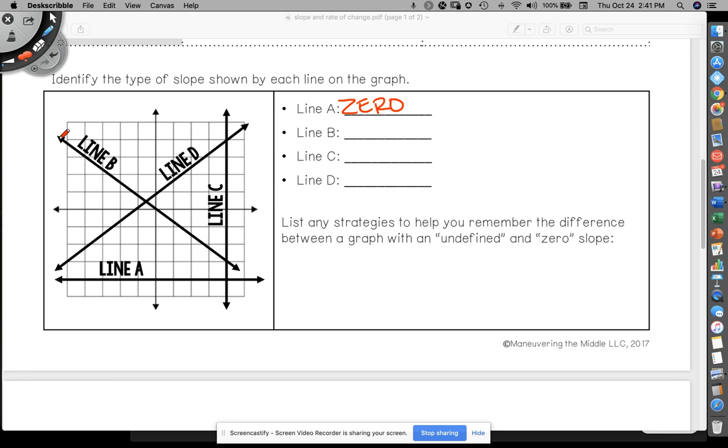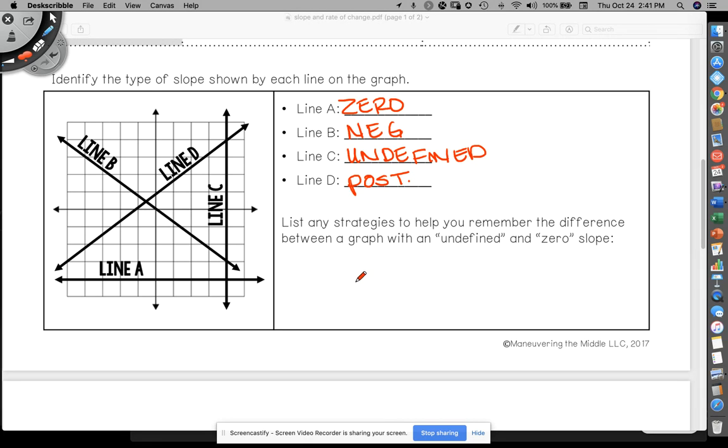Line B. Line B goes from top to bottom. So that is a negative slope. Line C is going top to bottom in this direction, basically up to down. And we can't find any change, so that's undefined. And then D is going from bottom to top in this direction, moving up, inclined, and that's a positive slope.